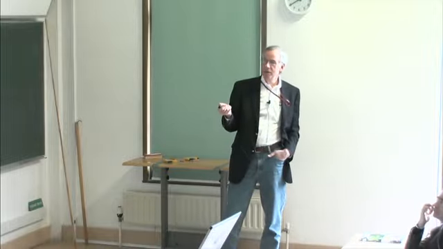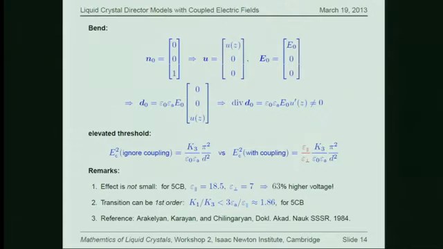And so some remarks. This effect is not small. For 5CB at some other values, whatever these things depend on, this is the epsilon parallel.